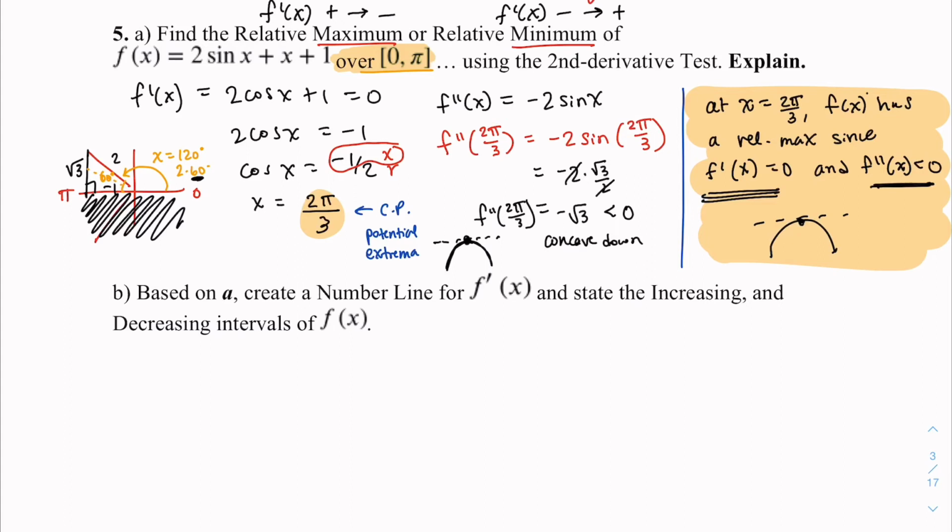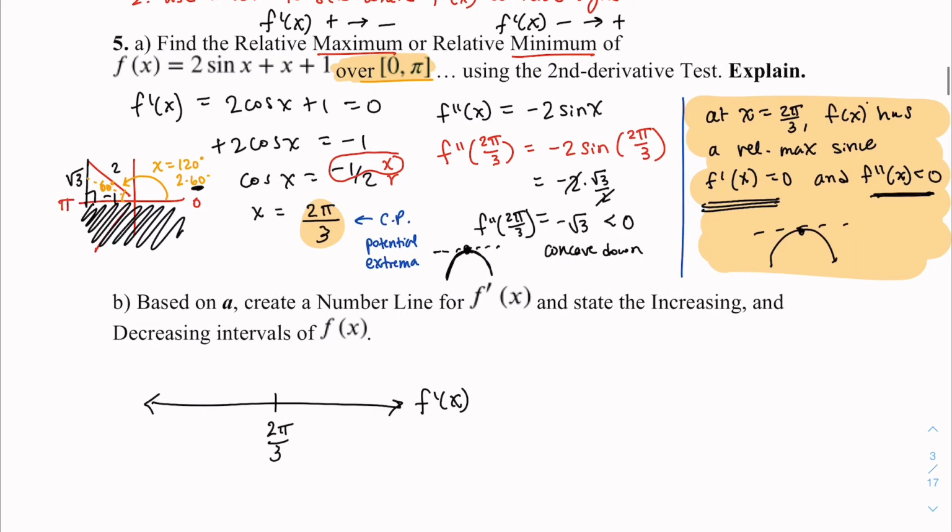Okay, part B says based on A, create a number line for f prime and then say where it's increasing or decreasing. Okay, so it turns out we are going to use a number line after all. So for f prime of x, we know what goes on our number line is our critical point of 2 pi over 3, where f prime equals 0. And now to create our number line, like I said before, we can't look in the front and see it's positive. That only works when we have polynomials like we've been doing before. So in order to figure out where this is positive and negative, by the way, notice that our limits are between 0 and pi, okay, from over here, so don't forget.